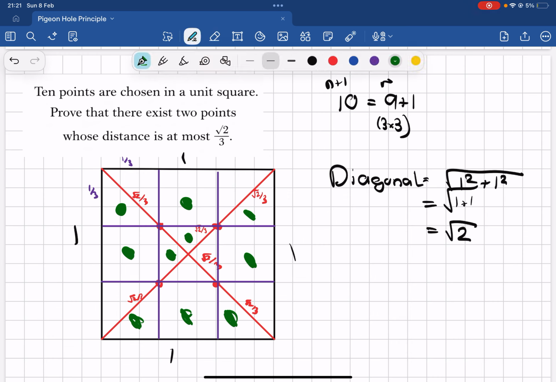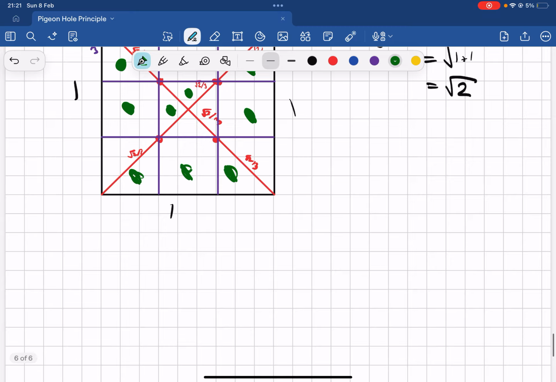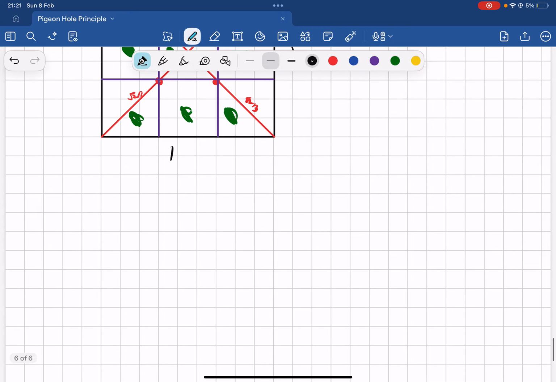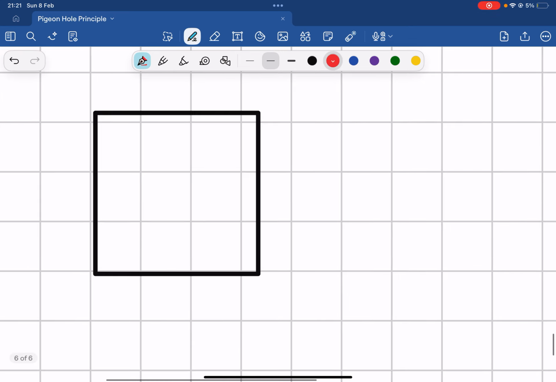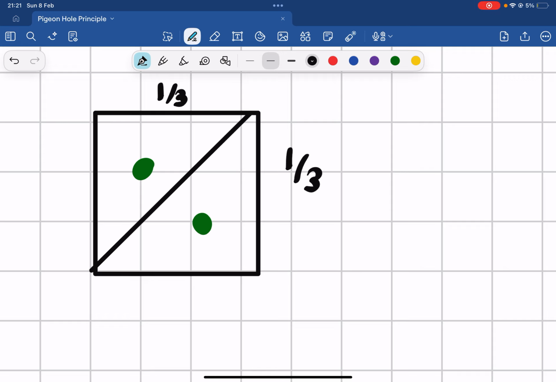Now the question has asked us to prove there exist 2 points whose distance is at most root 2 over 3. Well, let's zoom into this square with 2 green dots. Alright, let's draw green dots in. This square has side length a third, and its diagonal, as we said, is root 2 over 3.